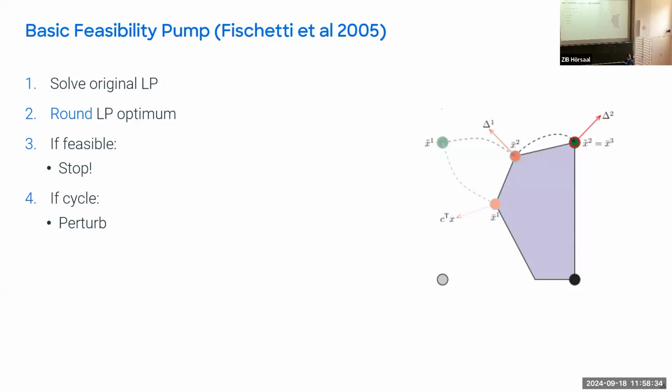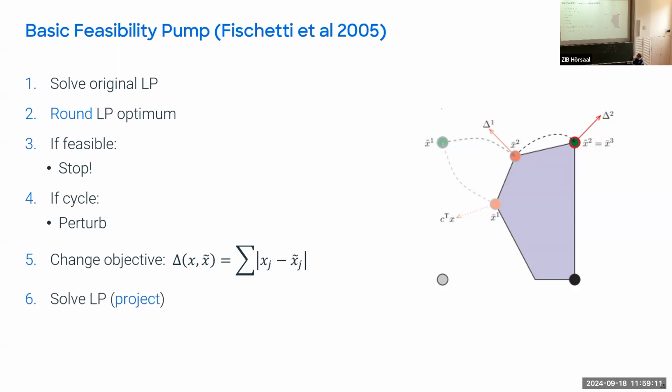If not, well, if cycling, and let me skip over this, the important next step is that you then change the objective to minimize the distance to this infeasible integer point, the distance in Manhattan norm, in one norm. So that again will be a linear problem, definitely for binaries. For general integers, you're facing the same situation as for the local branching. For example, you might resolve this via auxiliary variables. And then solve the LP again.